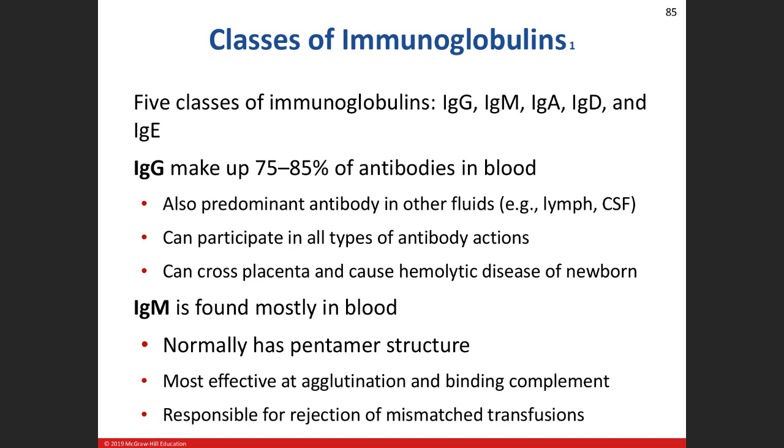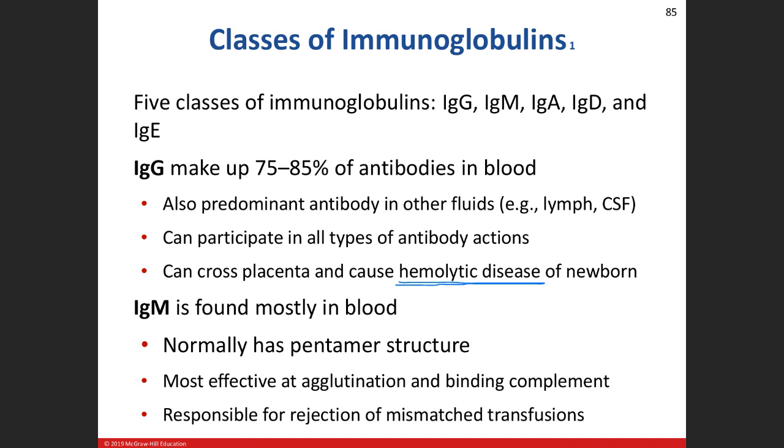This is also the one that can cross over the placenta, which could be bad, especially if mommy's blood type is different than baby's blood type. When these antibodies cross over the placenta, they can cause hemolytic disease, in which they destroy the red blood cells of the newborn. That's where we were talking about the RH factor. If you're positive or negative, that's where RhoGAM comes into play.